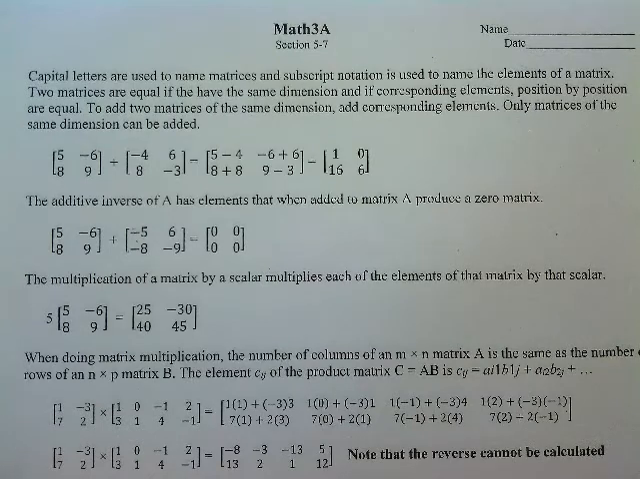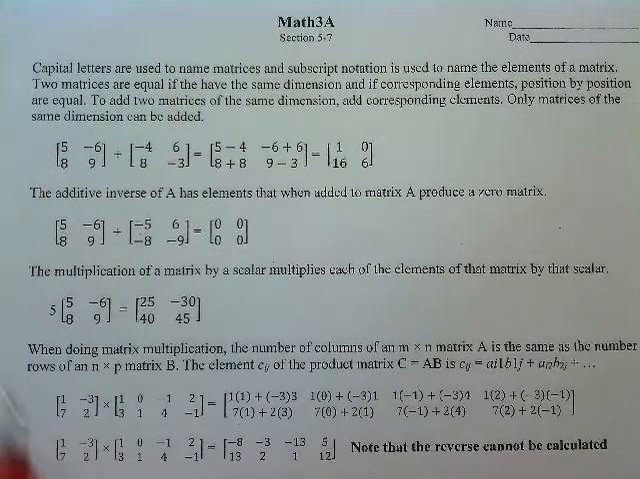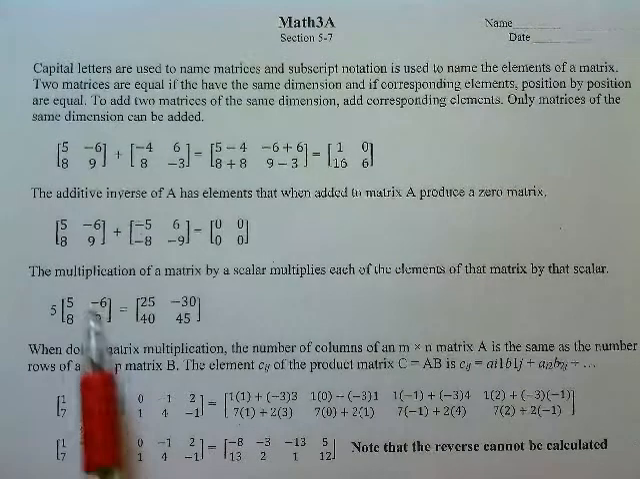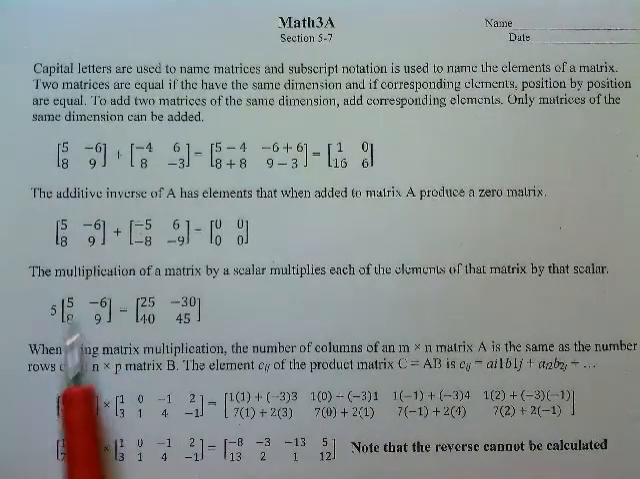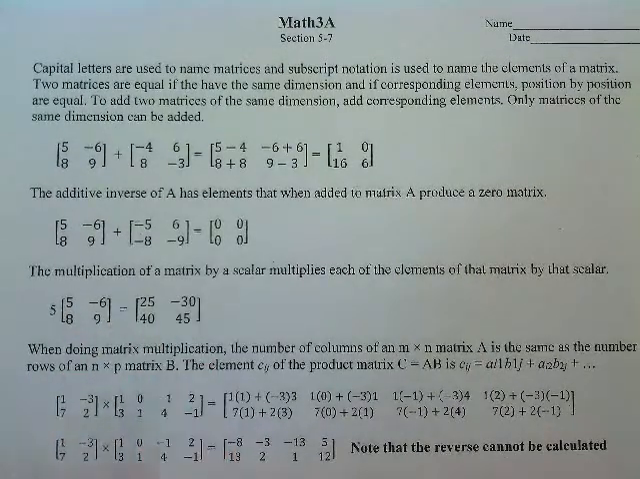The multiplication of a matrix by a scalar just means that every element in the matrix gets multiplied by that value. So here 5 out in front of the matrix, all the different elements got multiplied by 5.